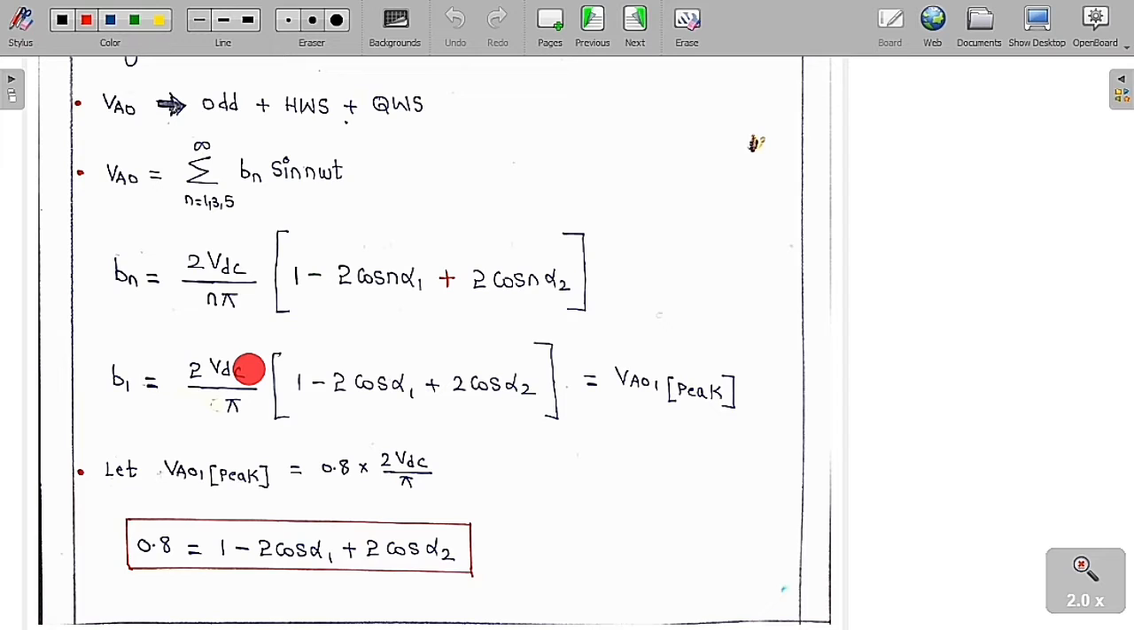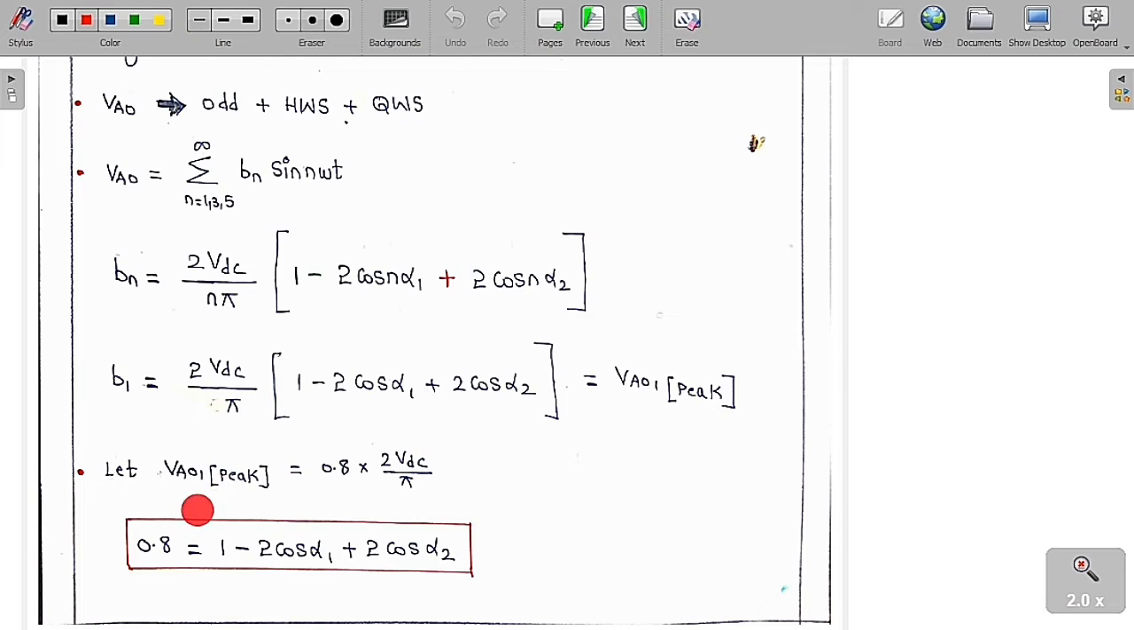If you want the peak value of the fundamental component, substitute n equal to 1, and this is the expression that we are going to get. So this is called the fundamental component, or peak value of the fundamental component, of V0.